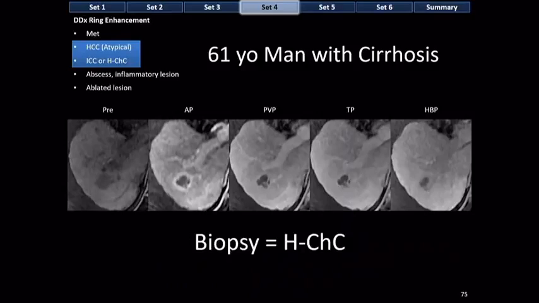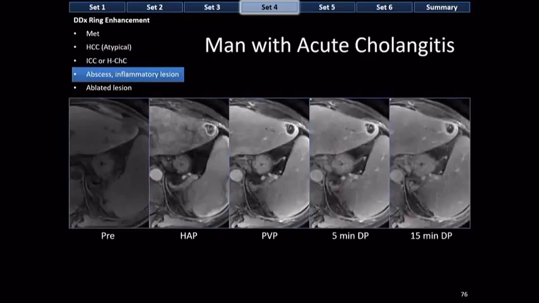Let's move on to someone who has acute cholangitis. You see the same lesion as before, exactly the same. Ring-enhancing lesion. In the setting of cirrhosis, no fever, this would be an HCC or a cholangio. In the setting of no cirrhosis, but cholangitis, same lesion, this is an abscess.